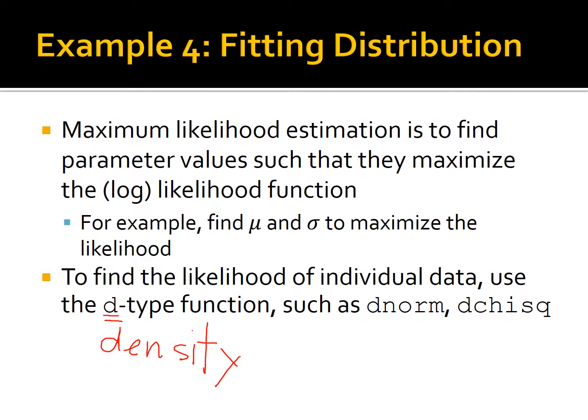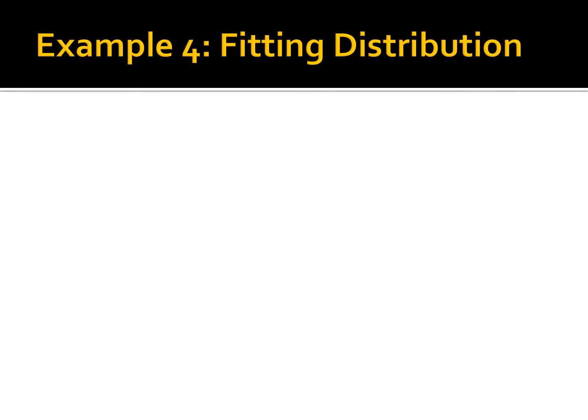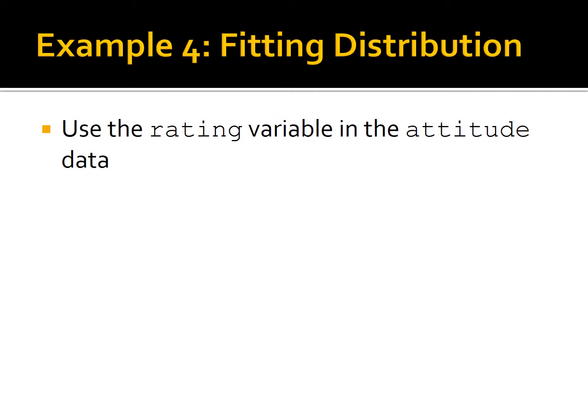Such as the norm function, which finds the density of the normal distribution, or the chi-square, which finds the density of the chi-square distribution. For example, I would like to fit a distribution to the rating variable in the attitude data. It starts from 43, 63, 71, 61, 81, and so on.